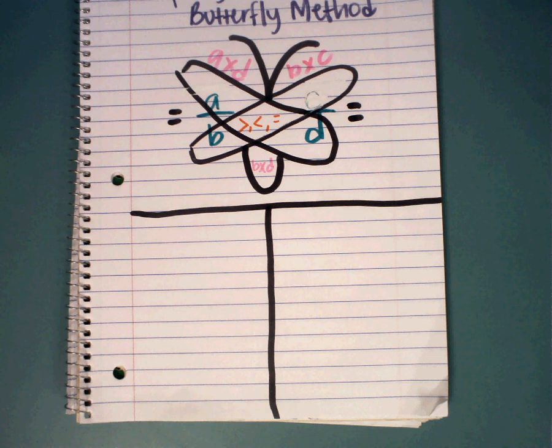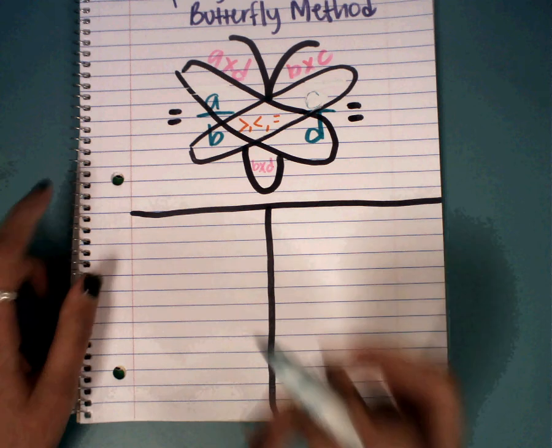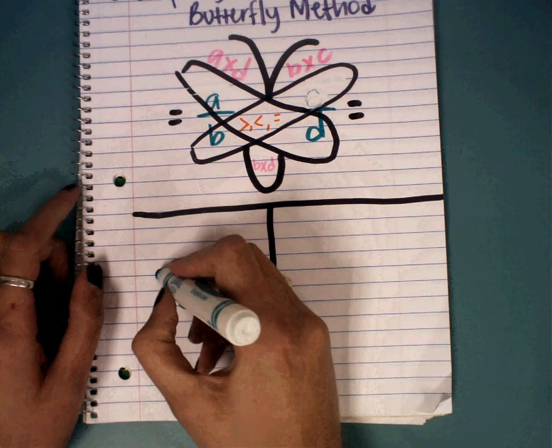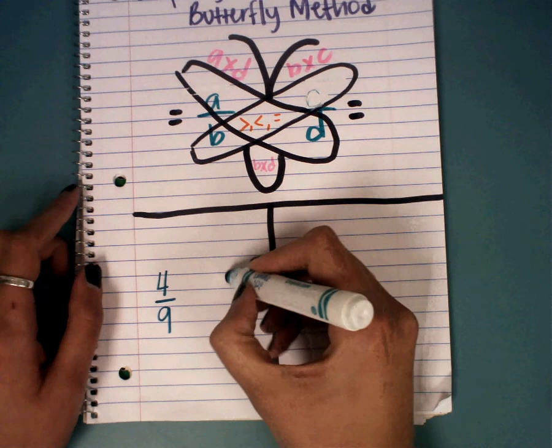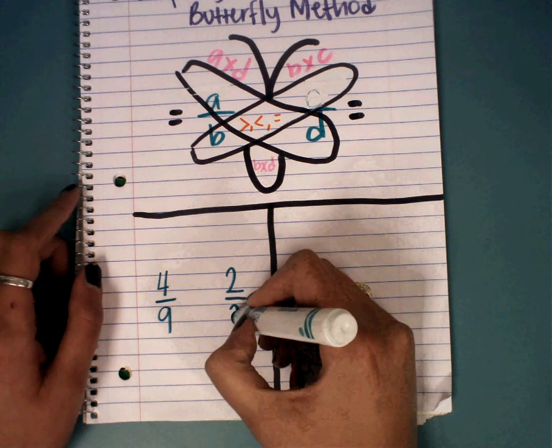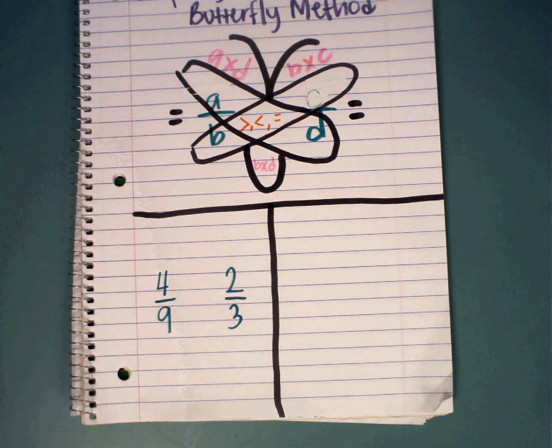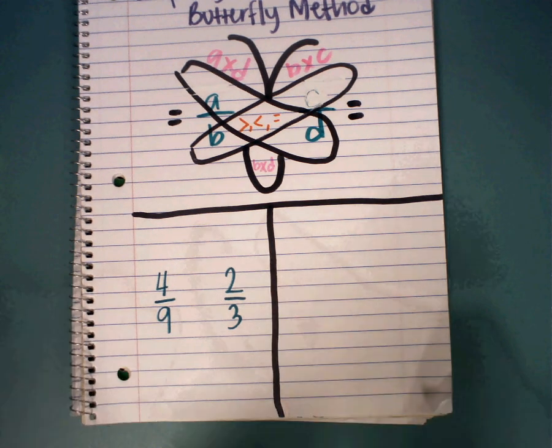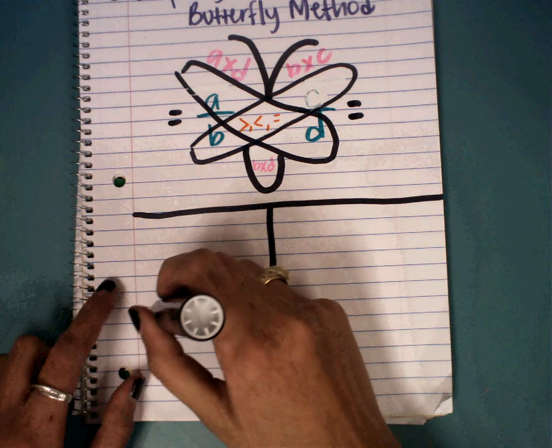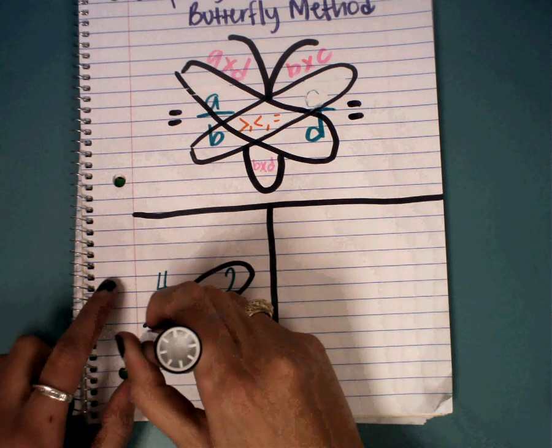So let's say that we've got 4/9, and then we've got 2/3. Okay? Remember, I'm going to write them side by side like that. And then I'm going to circle the numerator of this one and the denominator of this one over here. I'm going to circle it just like this. Circle them so I know what I'm multiplying.